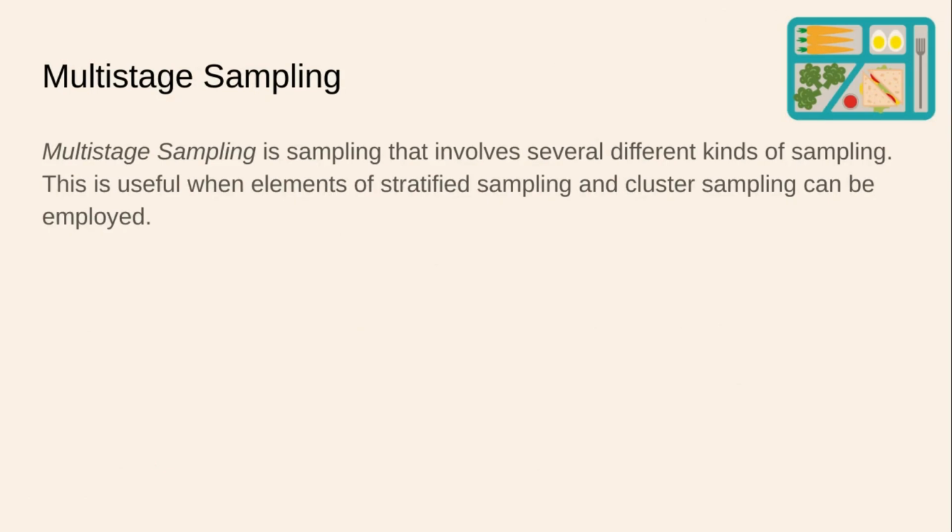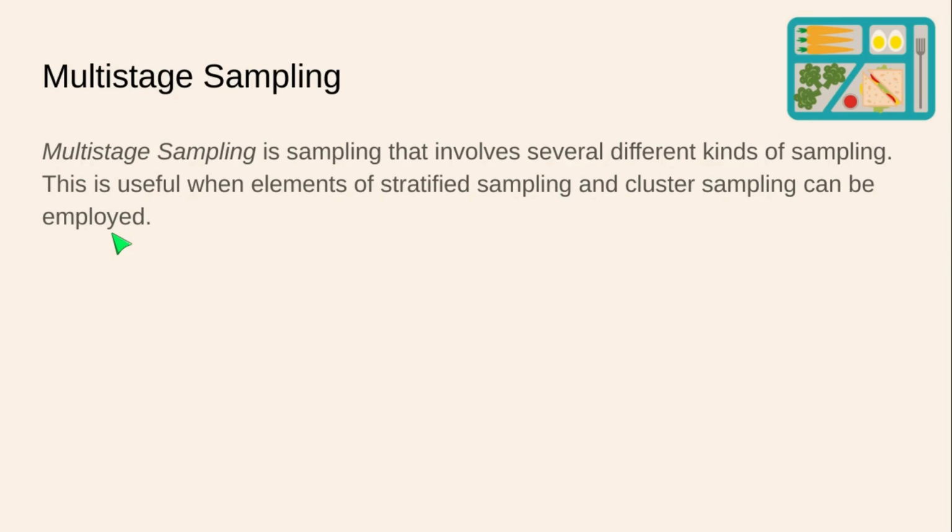So now we're going to talk about multi-stage sampling. Multi-stage sampling is just a conglomerate of different kinds of sampling. And so multi-stage sampling is sampling that involves several different kinds of sampling. This sentence is brought to you by the word sampling. This is useful when elements of stratified sampling and cluster sampling can be employed. All right, so we're going to divide the sampling into several stages, some of which will be more stratified and some of which will be cluster in nature.